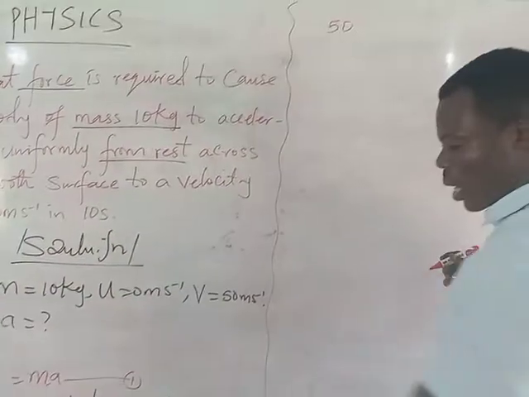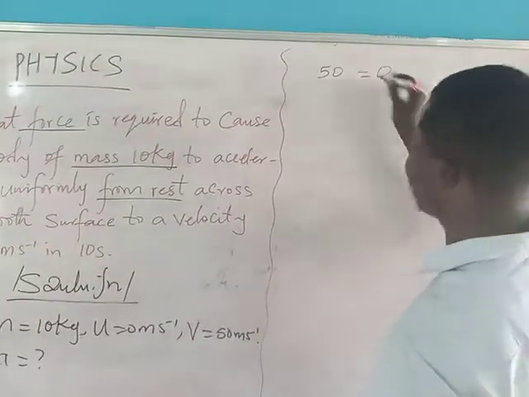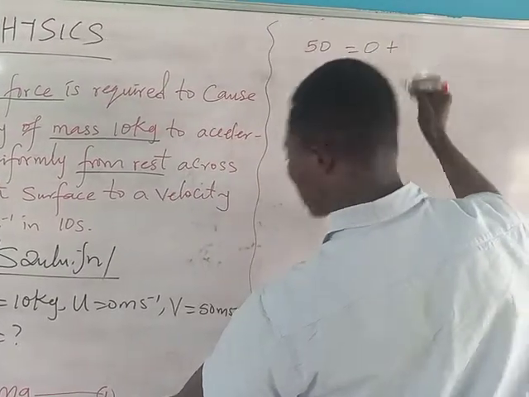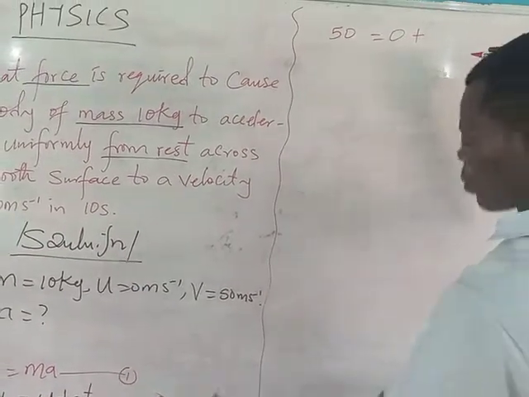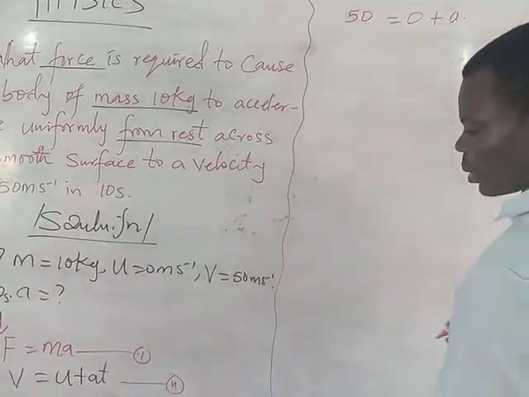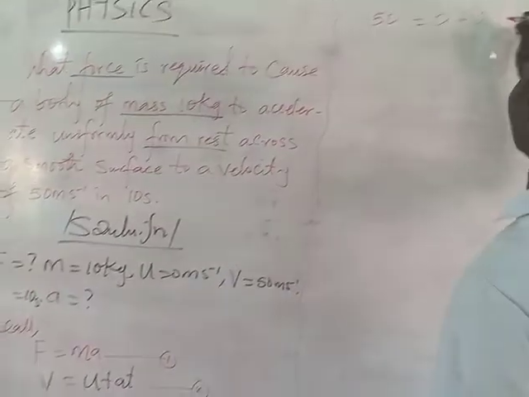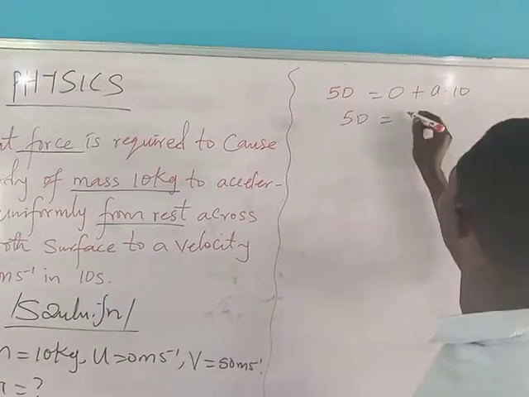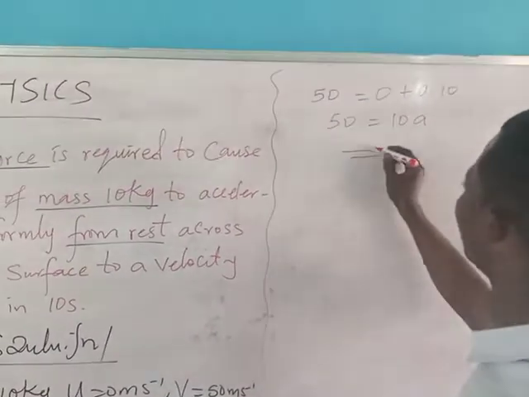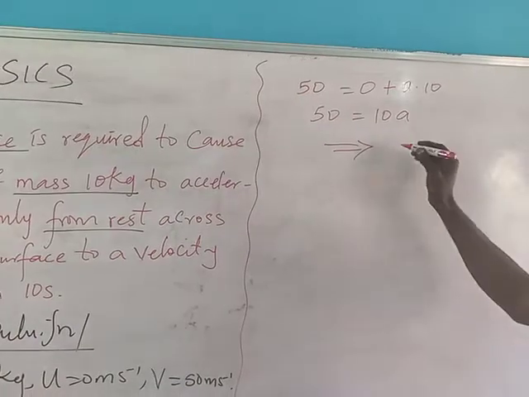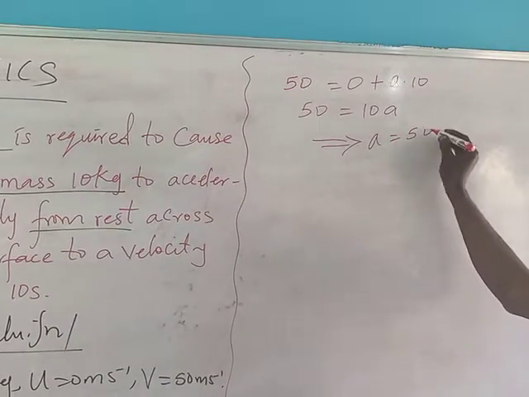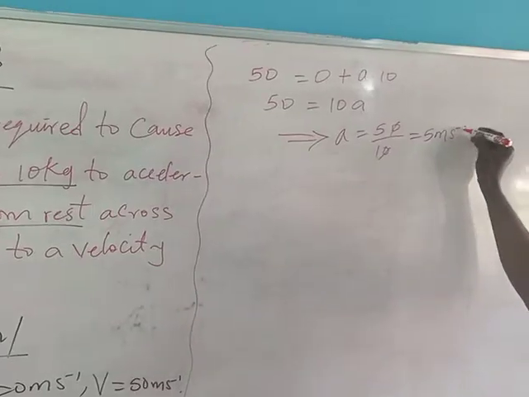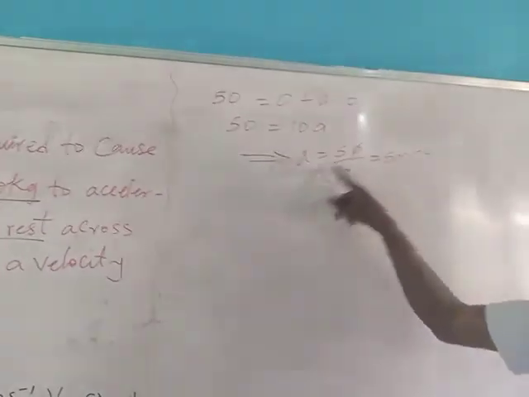From equation 2, I have 50 equal to 0, that's my U, plus A, which is unknown, times my T, which is 10. And I'll have 50 is equal to 10A. When you calculate for A, divide both sides by 10, I will have A equal to 50 divided by 10. And this will be equal to 5 meters per second squared. This is my acceleration.